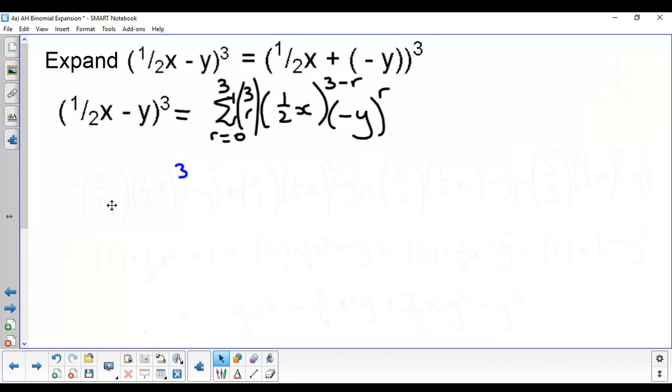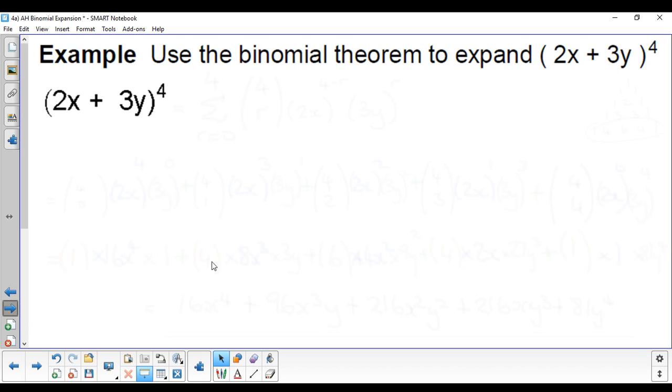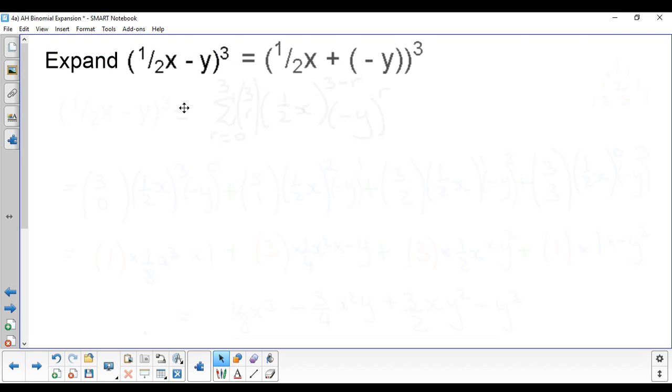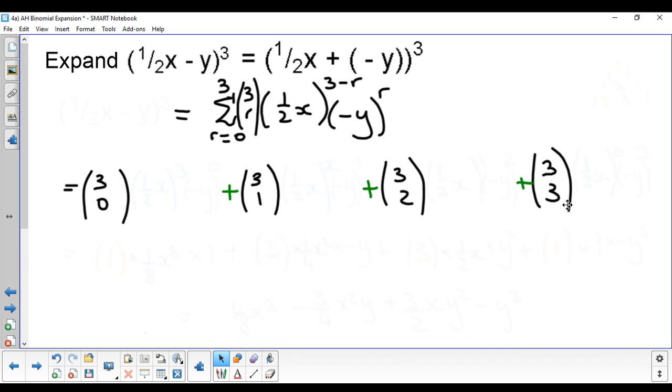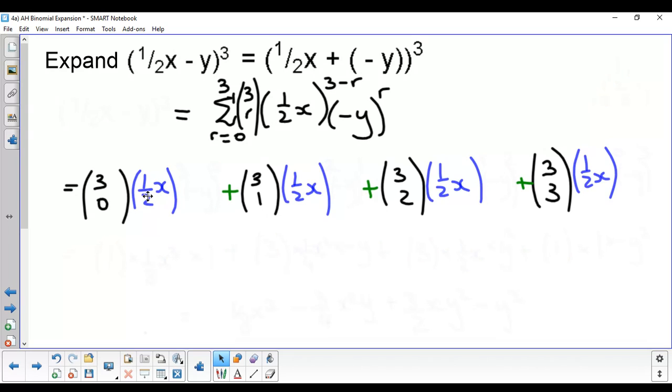Oh, there's a wee mistake. I'll just go back instead of starting all over again. So we'll have 3,0, 3,1, 3,2, 3,3. We'll have a half x in each. So it's up to you whether you want to do one thing at a time, or you could do 3,0, 3,1, 3,2. You just have to remember to leave space, put a half x everywhere, and put minus y everywhere. And then after that, go 3, 2, 1, 0.